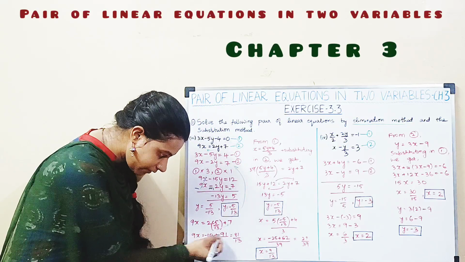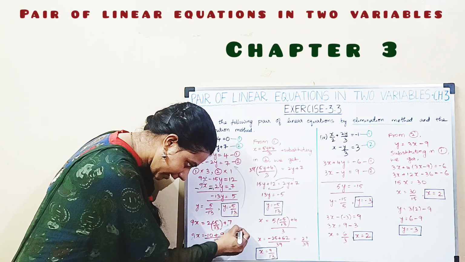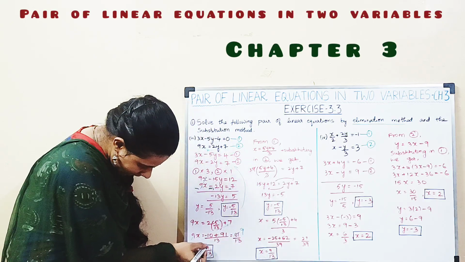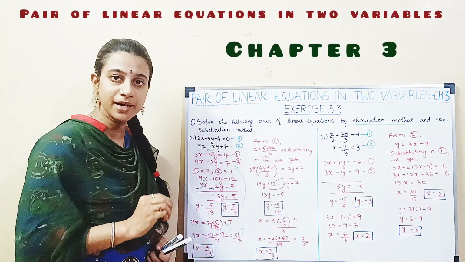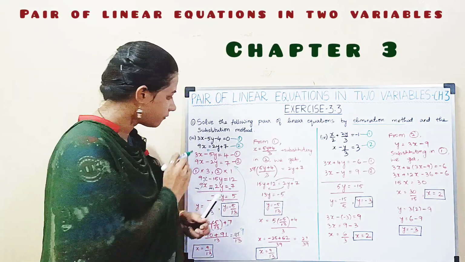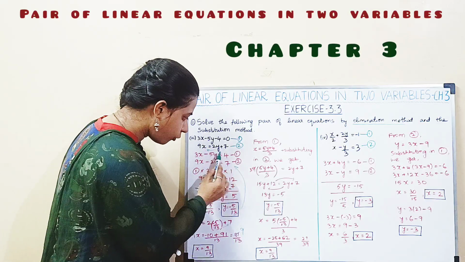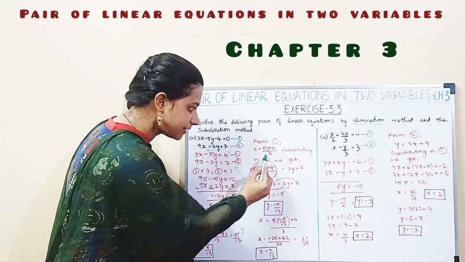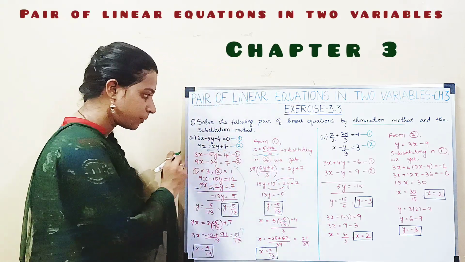Both sides have a multiple of 9, so we can cancel it out. 9 into 9 is 81. So the x value we get is 9 by 13. Now let's solve the same set of equations by the substitution method. From equation 1, we can get x equal to 4 plus 5y by 3. This x value we are going to substitute in equation 2.